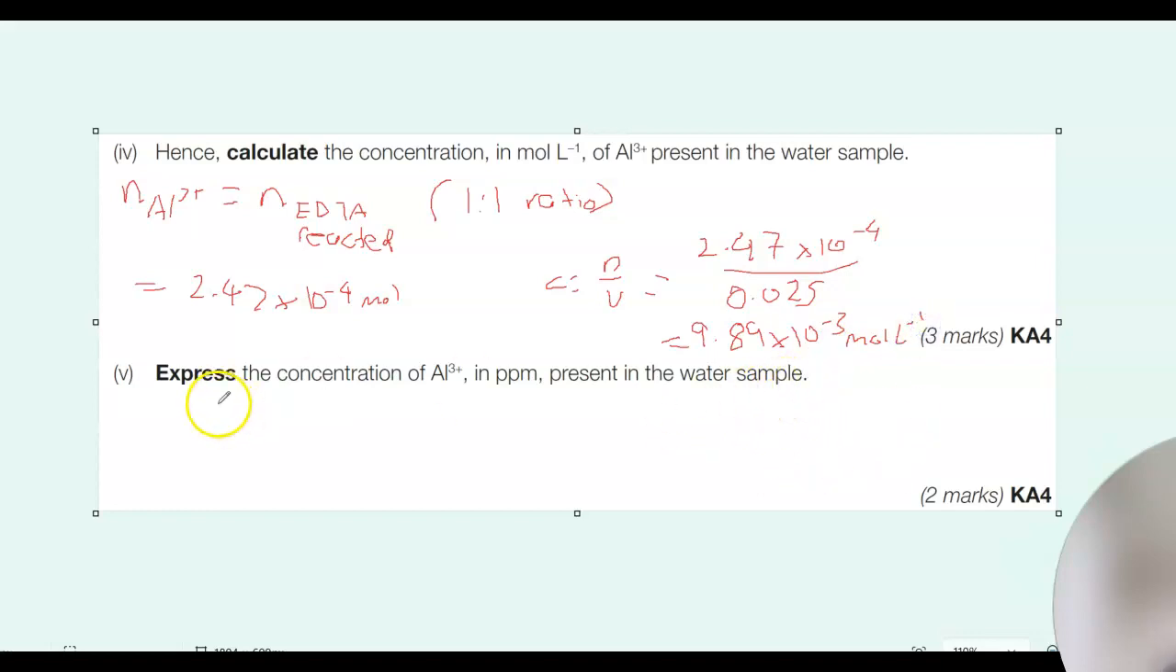Okay. And express the concentration in ppm present in the water sample. Now, what we want to do is go from moles per litre to grams per litre, okay, which is multiplied by molar mass. And then from grams per litre, we want to go to milligrams per litre, so from grams to milligrams is times by 1,000. So that's a two-step unit conversion there, okay? And milligrams per litre is equal to ppm, because ppm is milligrams per litre.